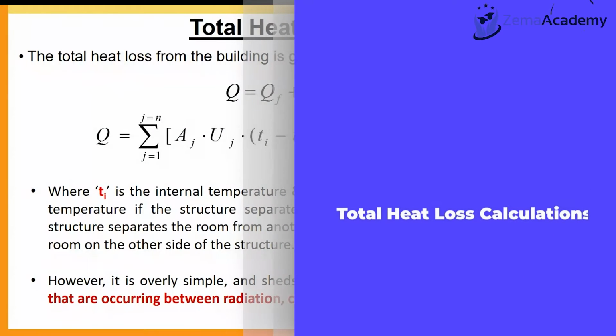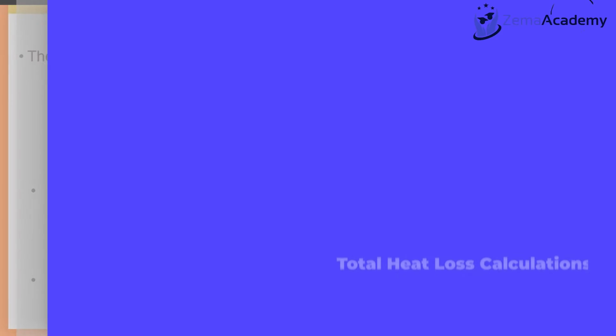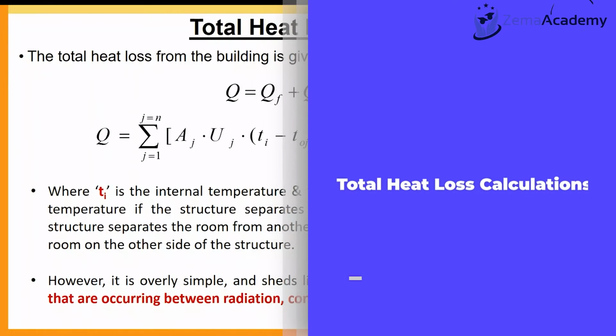I introduced you to this simple equation, the total heat loss equation, where I said that total heat loss from the building can be calculated by this equation. And as you can see, this equation consisted of two parts. One was the heat loss through fabric, the first term.